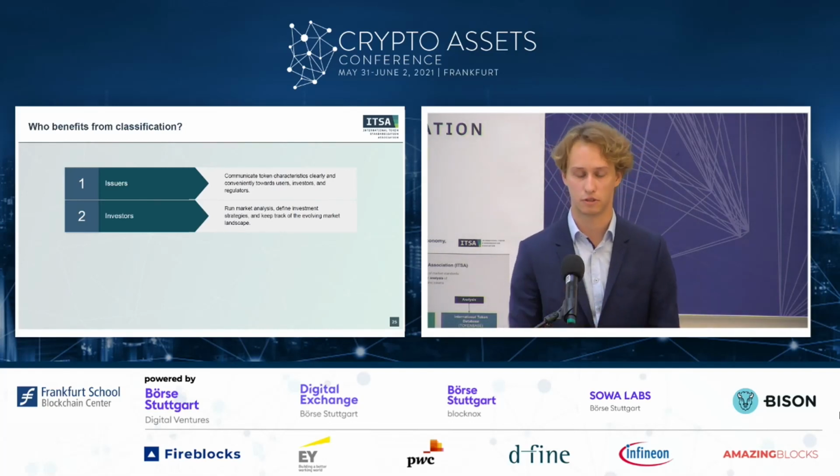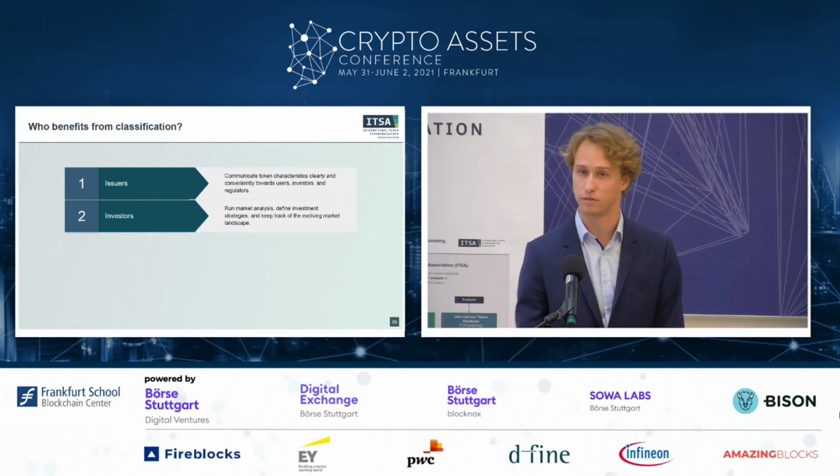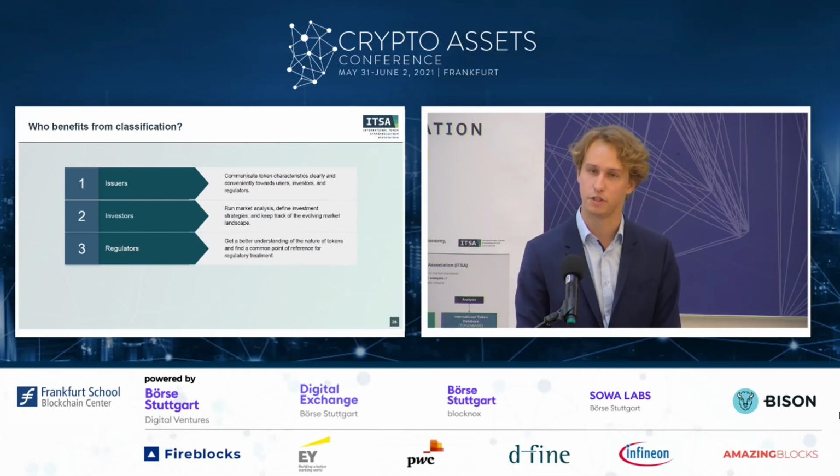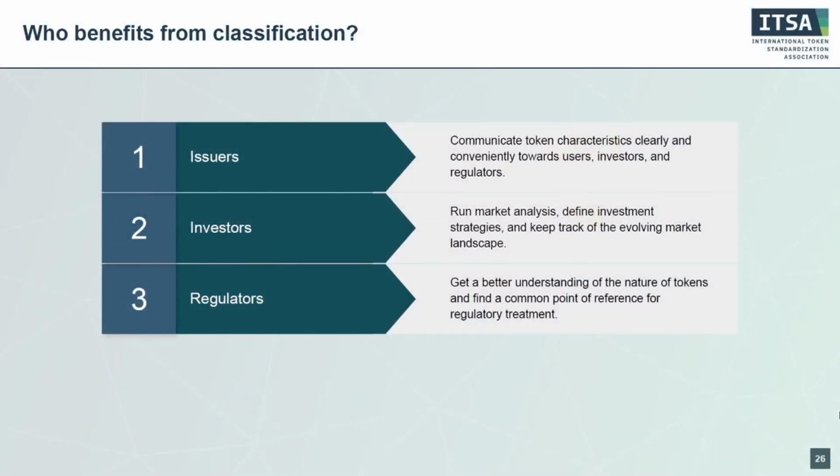Once you've classified a certain amount of tokens, you can keep track of the evolving market landscape, and we'll look at some sample statistics later. For regulators, you can use it to get a better understanding of the nature of the tokens and also find a common point of reference for regulatory treatment. Very important here as well, the classification according to MiCA, so you can see what it would look like if we really had this regulation in place and how that would impact token markets.